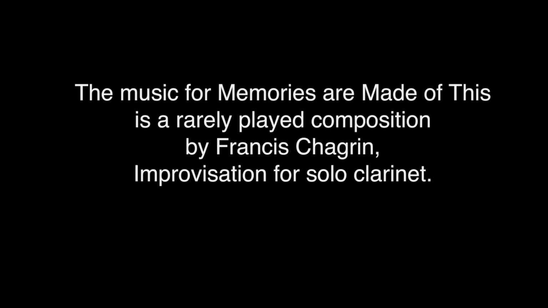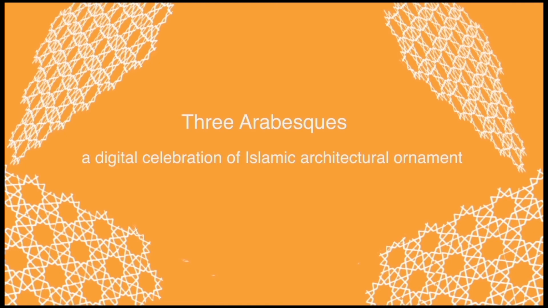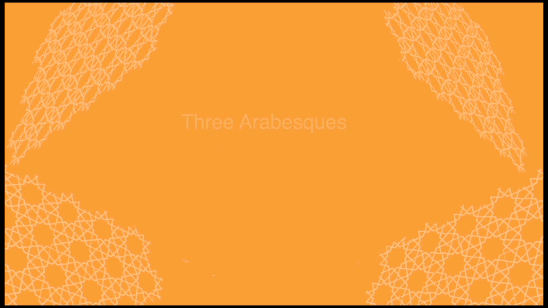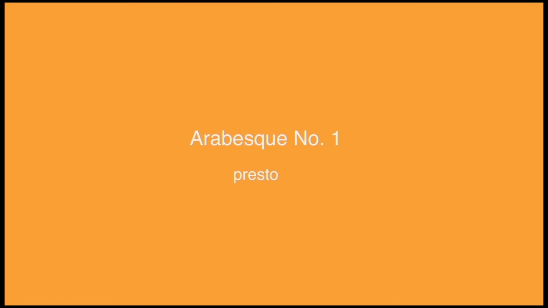The fast-moving notes in the Chagrin piece reflect, aurally, axons sprouting and navigating at speed throughout the brain. In Three Arabesques, continuing my predilection for geometry, I've chosen to weave a set of variations on hexagons, a common theme in Islamic architectural decoration. Francis Poulenc's duet for two clarinets forms the sound world for the piece. I play one part live, the other is recorded.